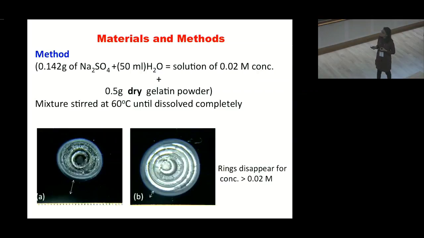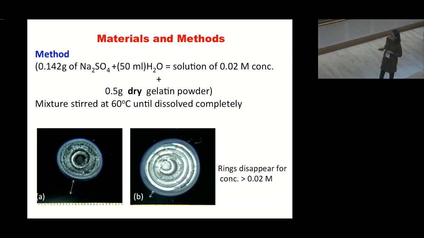The method of the experiment is very simple. You take sodium sulfate and you dissolve it in deionized water to form a solution to which you add dry gelatin powder. It is not easy to dissolve, so you have to warm it a bit and stir till it is completely dissolved. And then you just put a drop on a glass plate, and after it dries, what appears to the naked eye is structures like this, where ring-like patterns appear.